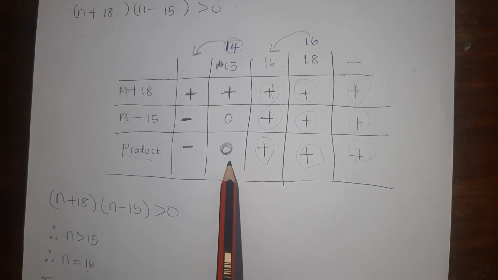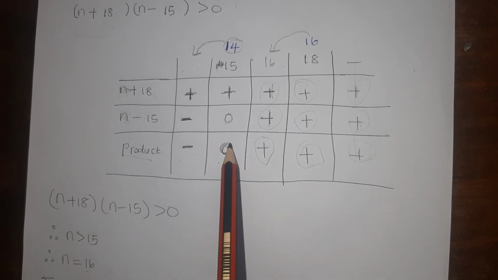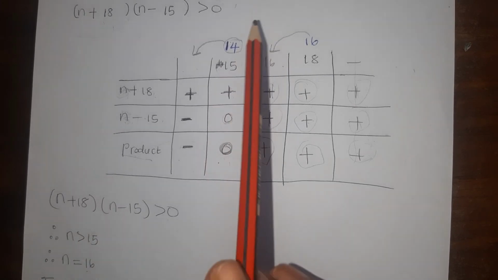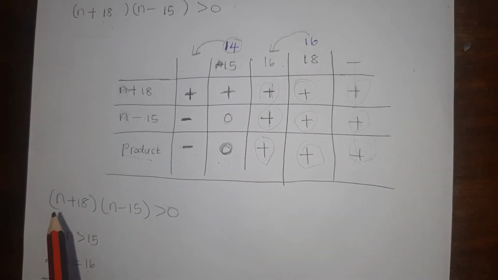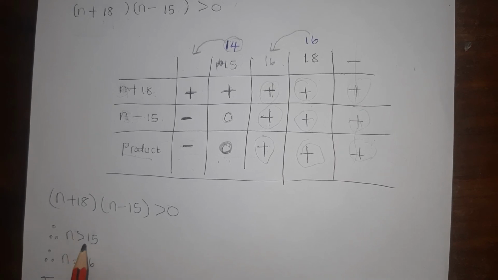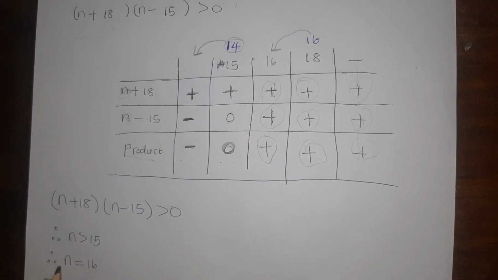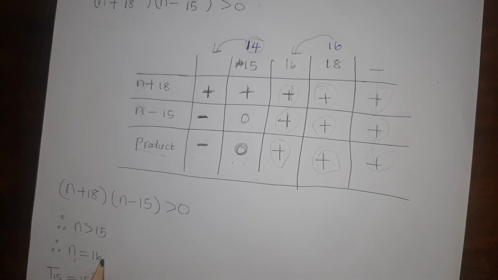So n will be greater than 15. So this 0 is a product of 15. So n will be greater than 15. So meaning that the n that we need should be greater than 15. So meaning that n is equal to 16.